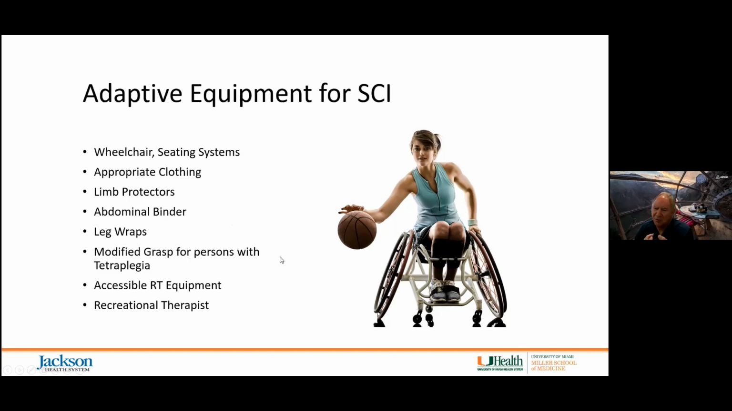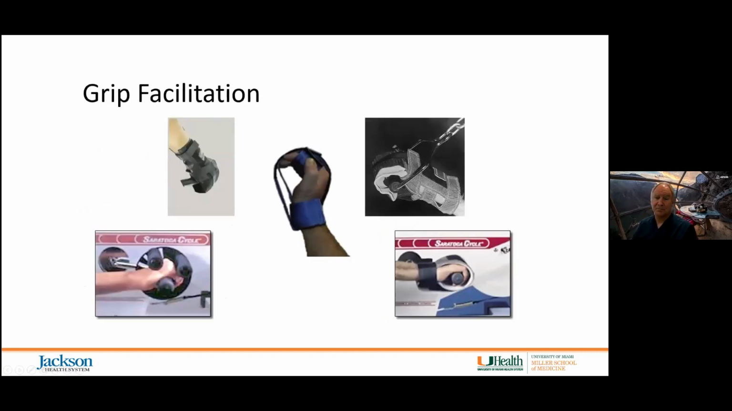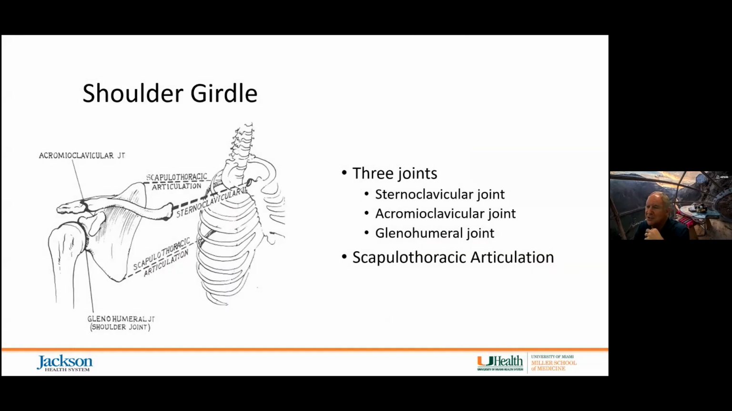Folks with tetraplegia are going to need modified grasp equipment and or techniques, and then to make sure that they have accessible resistance training equipment and recreational therapists who know how to manage them. So there are a number of things that we can do to facilitate grip for our folks who have tetraplegia. There are gloves, there are different grip devices that will allow them to optimize their function and minimize the wear and tear at the wrist, but still allow them to participate.